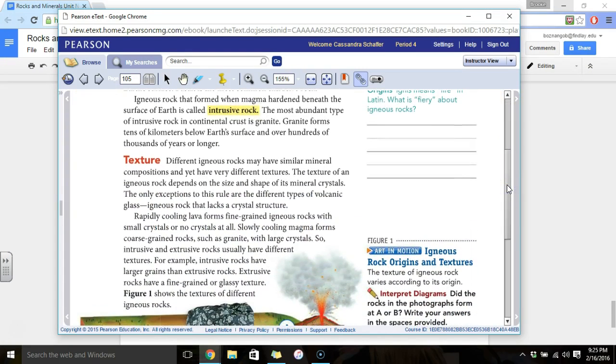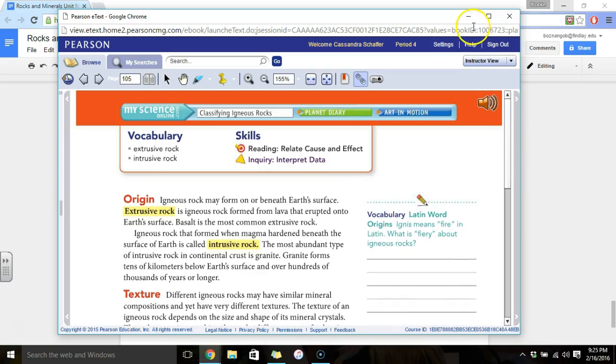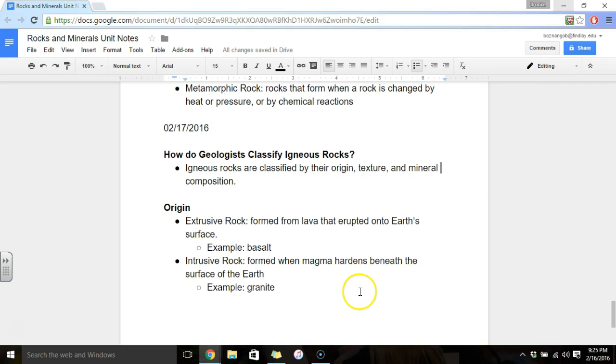Texture. Texture is not what we're going to get into right now because this is the end of that video. Psych! So, now that you have stuff on origin, you can go ahead and move on to the next thing on your to-do list. And I will see you on the flip side.